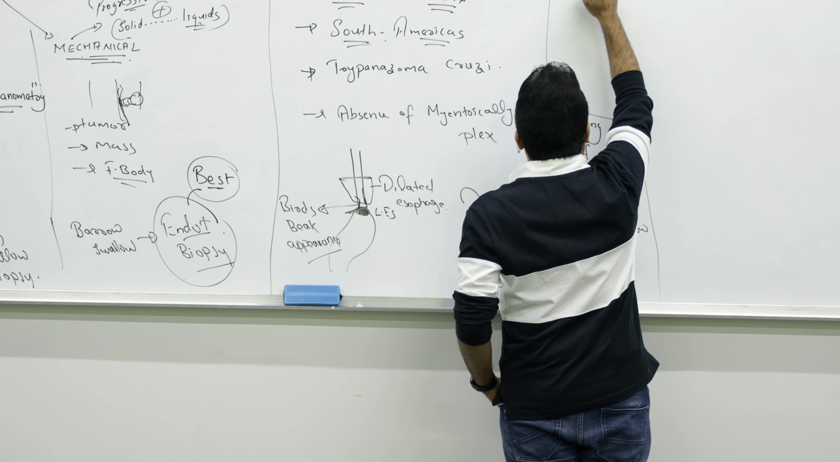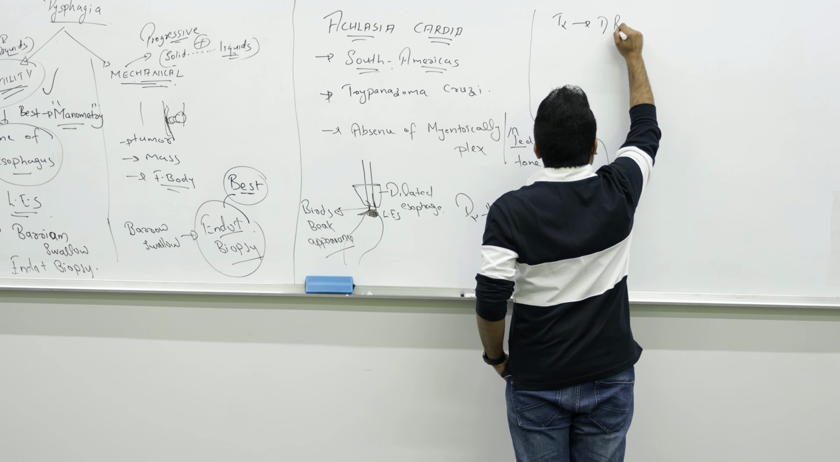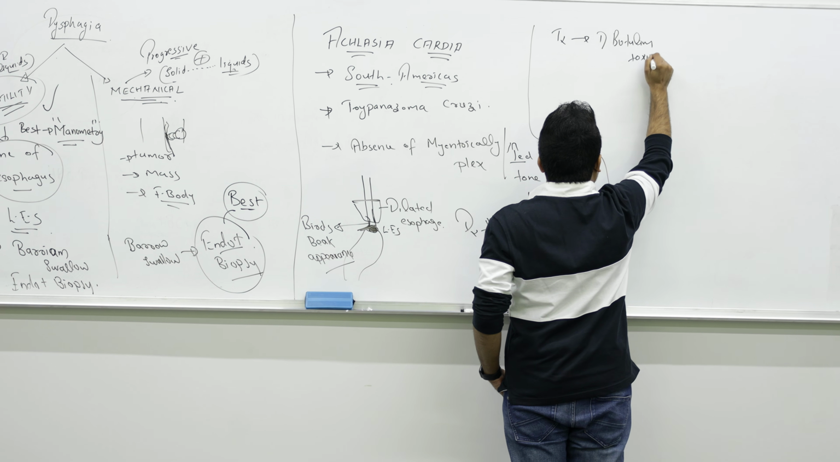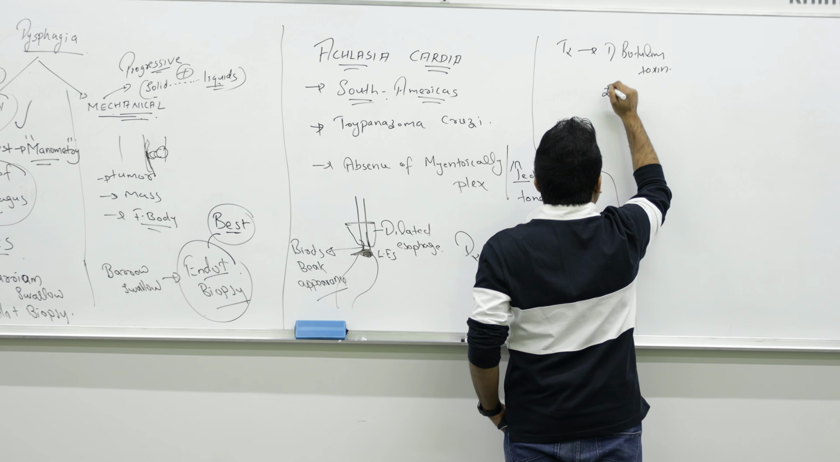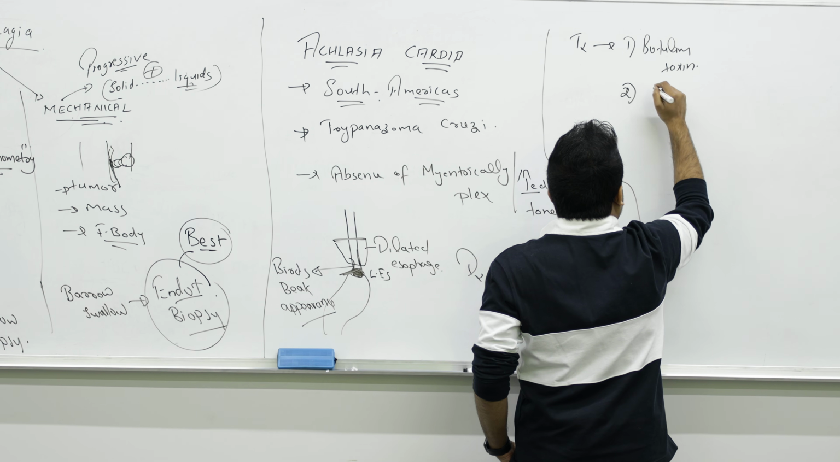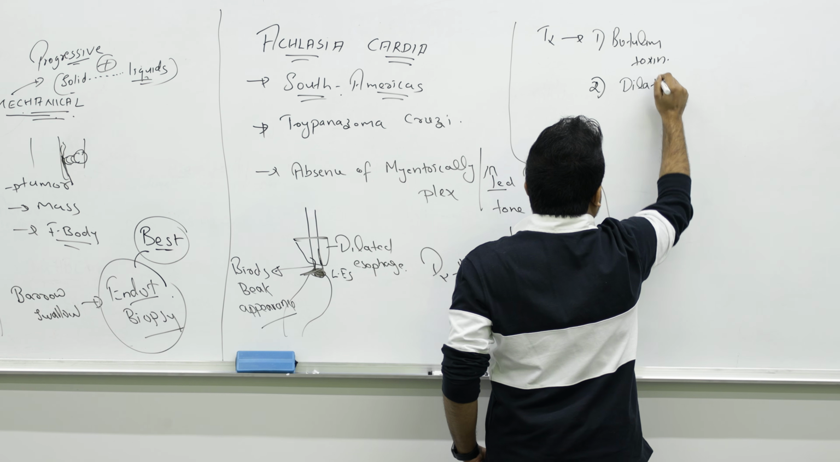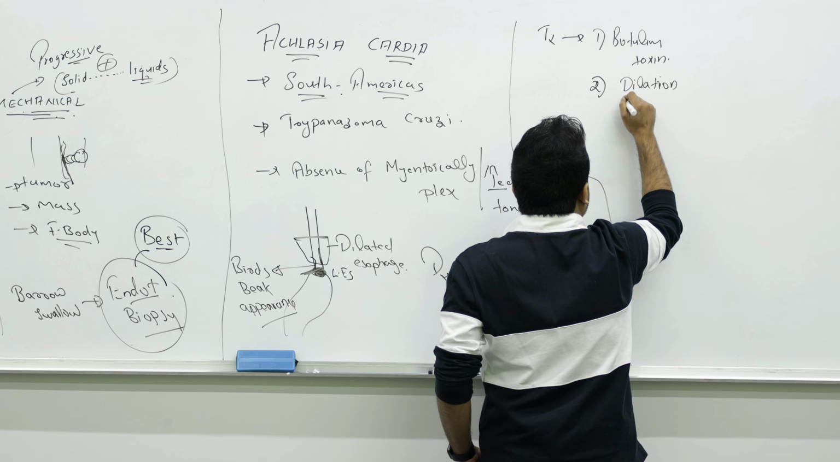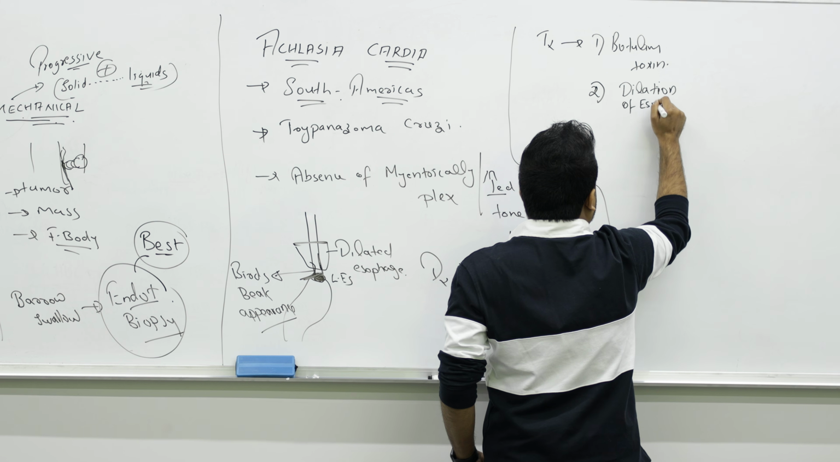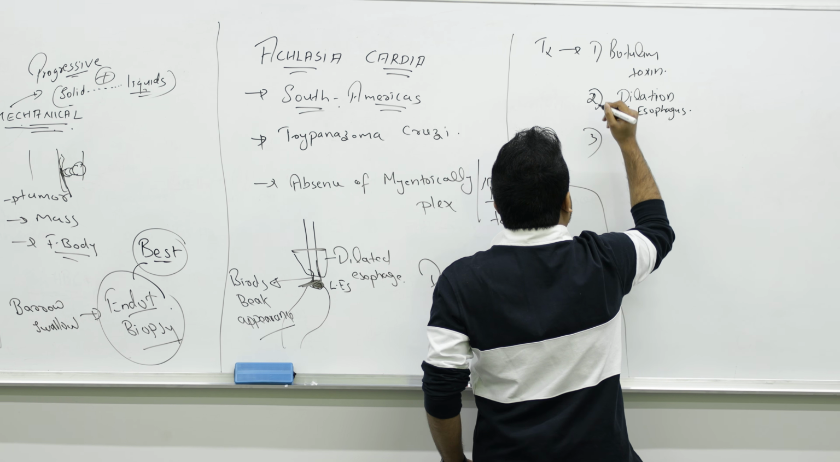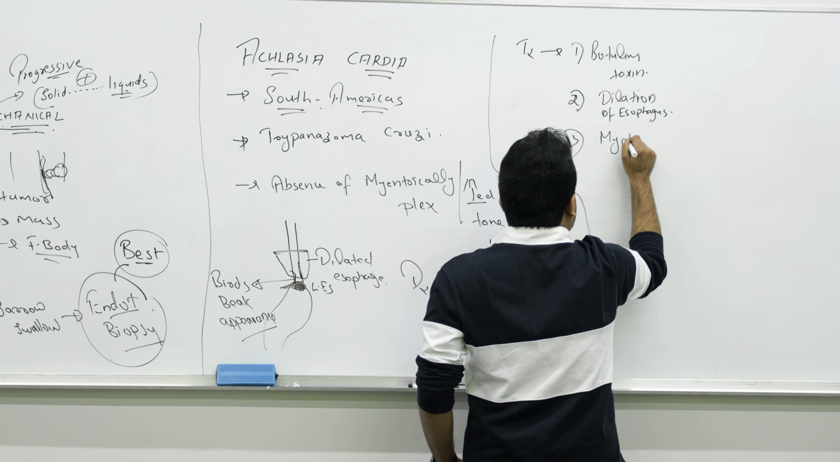Now, how do you treat this? We have different treatment methods here. We can use botulinum toxin, which can relax the lower esophageal sphincter, or we can do dilation of the sphincter, dilation of the esophagus, manual dilation, or I can do myotomy.